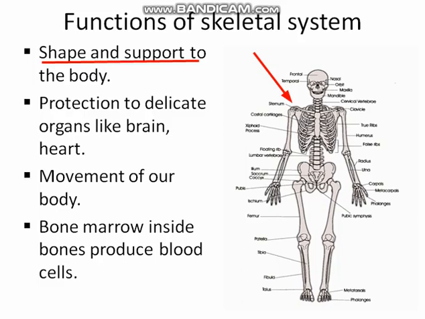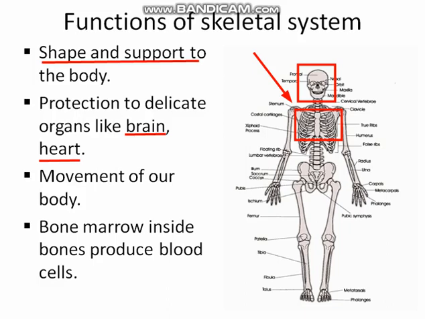Protection of delicate organs like brain and heart. You can see here, this is the skull, and inside the skull lies our brain. That means this brain is protected by the skull, and our heart is inside this rib cage. So it protects our delicate organs like lungs, brain, heart. You can see here in the picture.